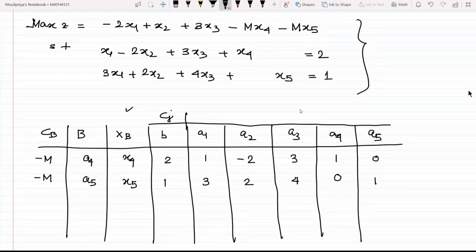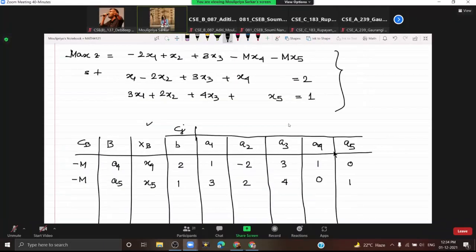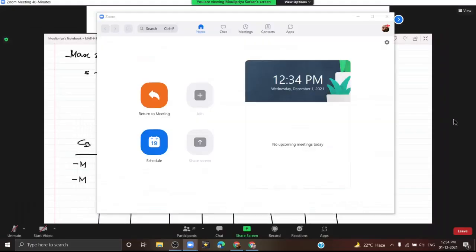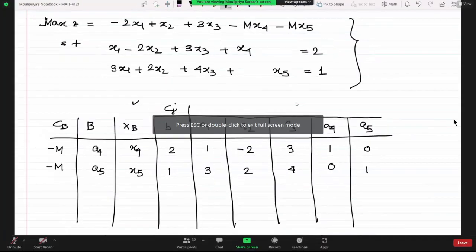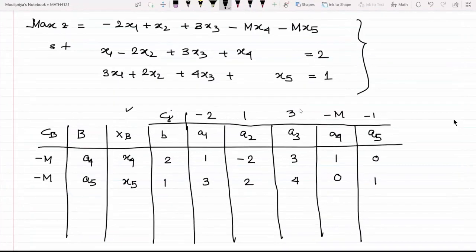And I told you the only purpose of artificial variables is to create the identity matrix initially. There is no other purpose. The sole purpose is to start with the identity matrix as your initial basic vectors. This is the only purpose of bringing in the concept of artificial variables. So what do we write at the top? The cost parameters as minus 2, 1, 3, minus M, minus M.